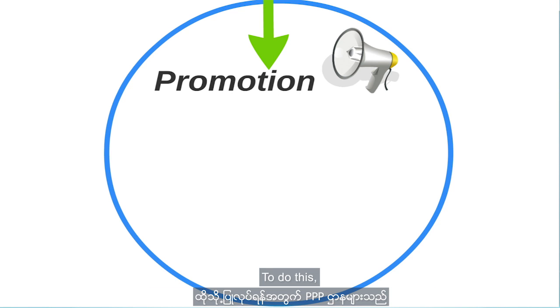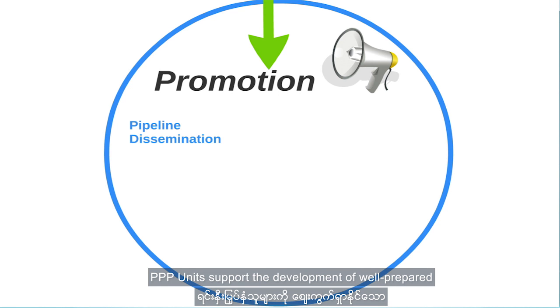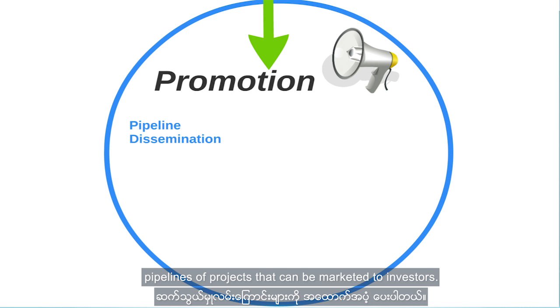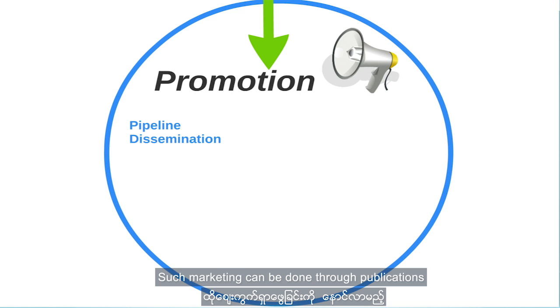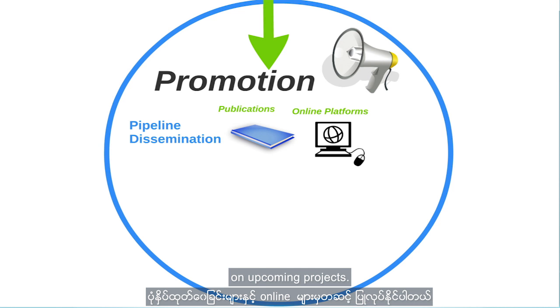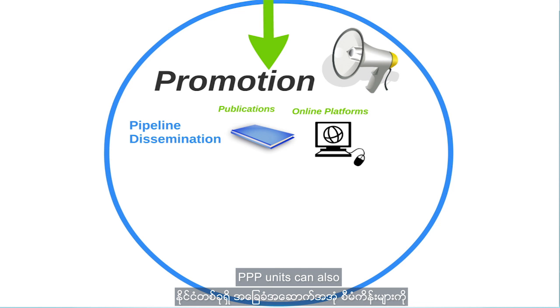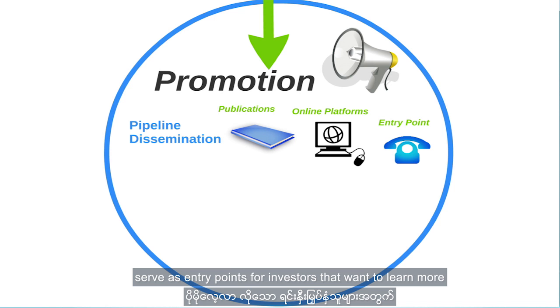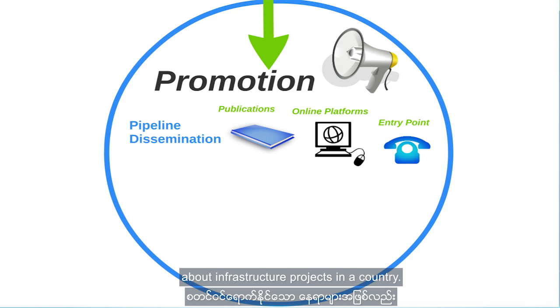To do this, PPP units support the development of well-prepared pipelines of projects that can be marketed to investors. Such marketing can be done through publications and online platforms that provide information on upcoming projects. PPP units can also serve as entry points for investors that want to learn more about infrastructure projects in the country.